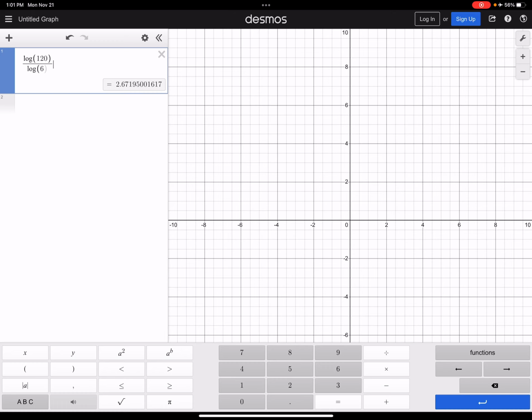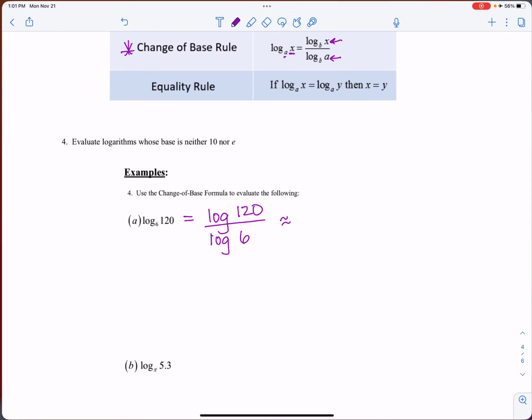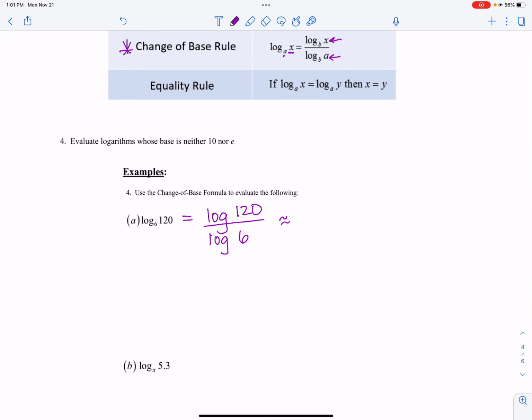And we can see it gives us about 2.672, we can say. So this is a value of 2.672. And I put the squiggly equals because it's approximate. This number goes on forever. We're going to put the squiggly equals because it's not directly equal, it's our approximation.